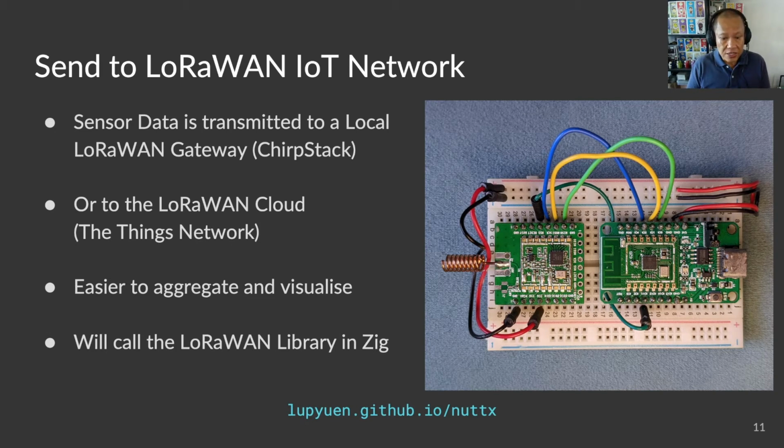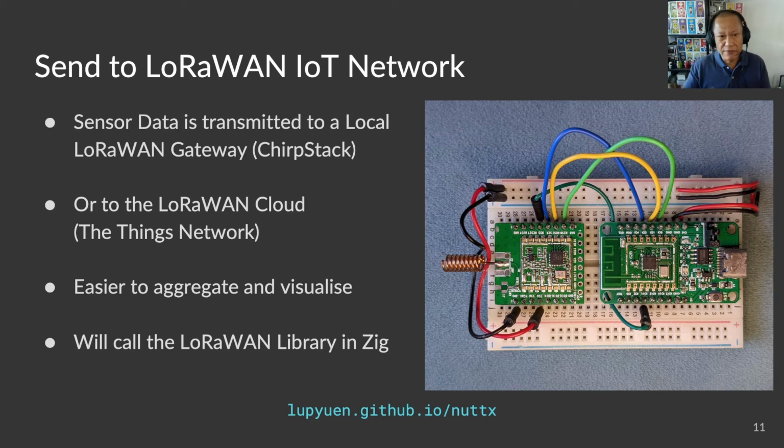Finally, the last step in our NuttX plumbing, sending the data to the LoRaWAN network. LoRaWAN is a low-power, long-range, low-bandwidth wireless network for IoT sensors. By long range, we mean 5 kilometers or 3 miles in urban areas, and up to 15 kilometers or 10 miles in rural areas. But LoRaWAN is also constrained by low bandwidth.